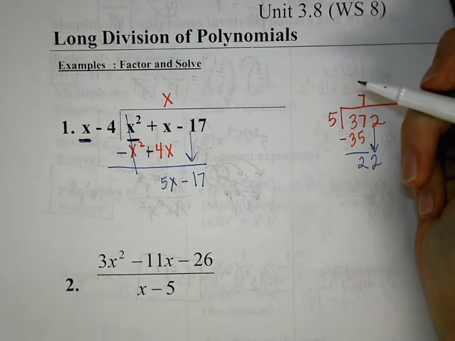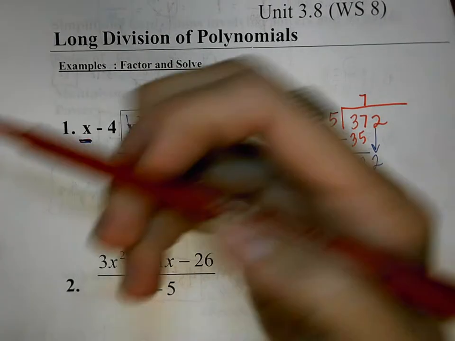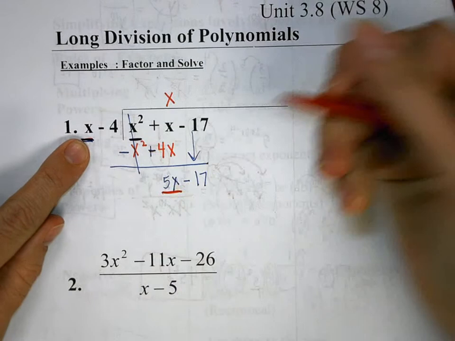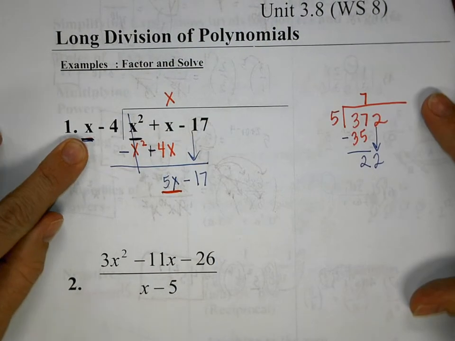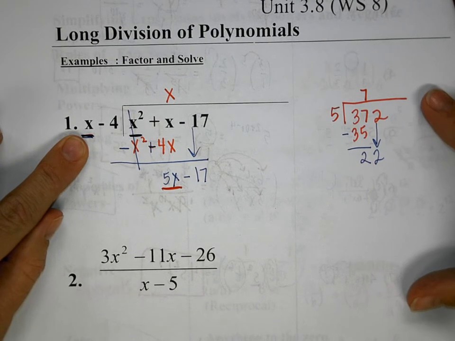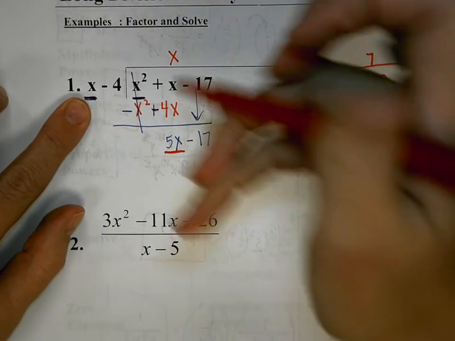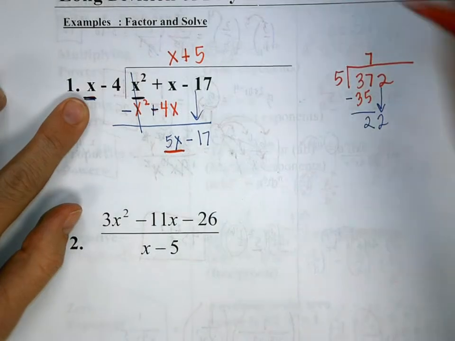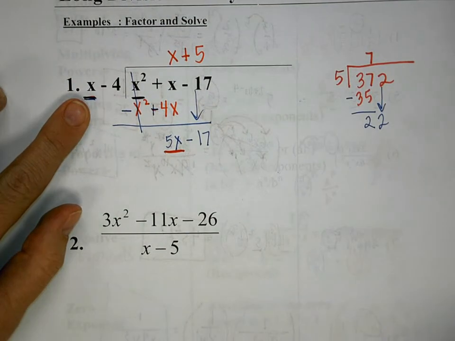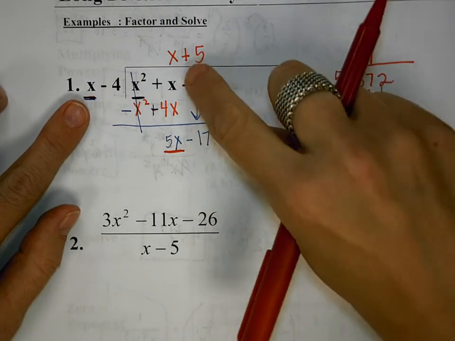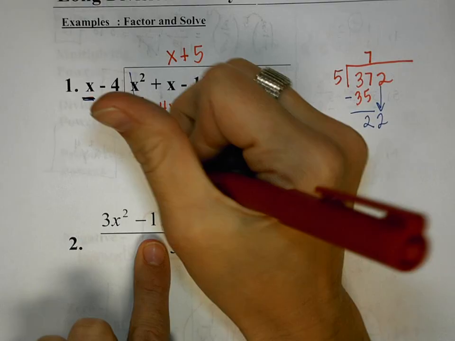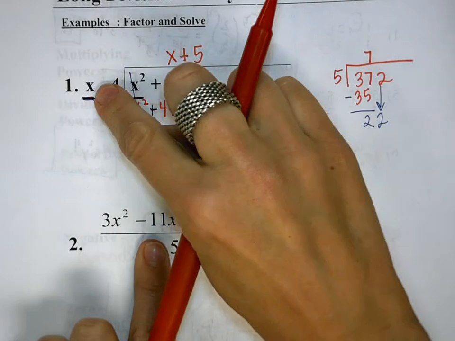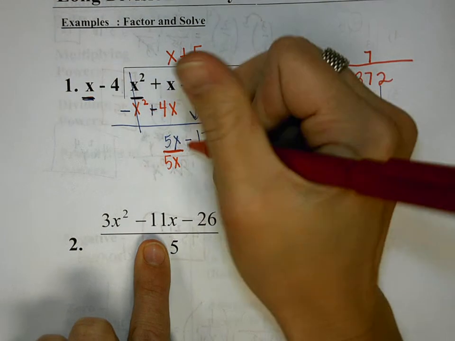You're only looking at your first two numbers. So again, I'm looking at this number x and this 5x. So x times what makes 5x? A positive 5 or a negative 5? A positive 5. So I'm going to write plus 5, because it's a positive 5. If it was a negative 5, I'd write a negative 5 or a minus 5. Now I'm going to take this 5 here, and I'm going to go 5 times x, which is 5x, and 5 times negative 4, which is negative 20.